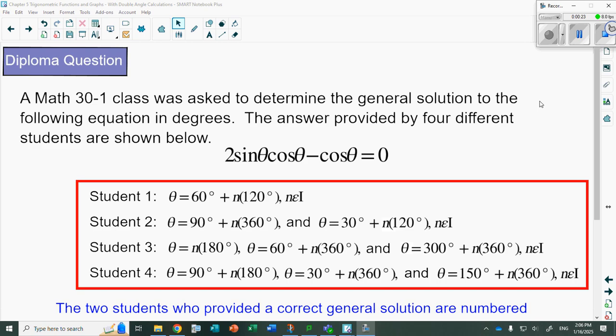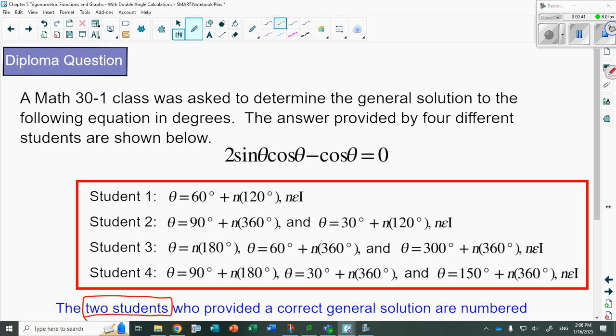But now read this part. This is the part that I thought was very, very interesting. It says the 2 students who provided the correct general solution. So in other words, it's not just one person, it's 2. Aha. So what do I do in a situation like that?